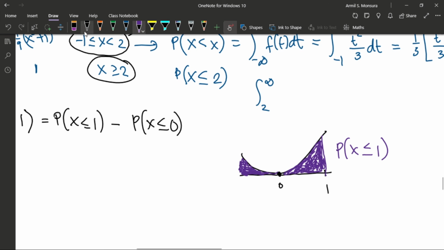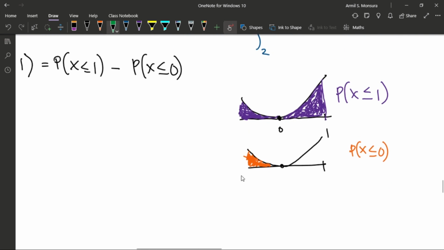Okay? While, same curve, okay? The probability that your x is less than or equal to 0 is represented by this shaded area. Okay? This is 0 and this is 1.